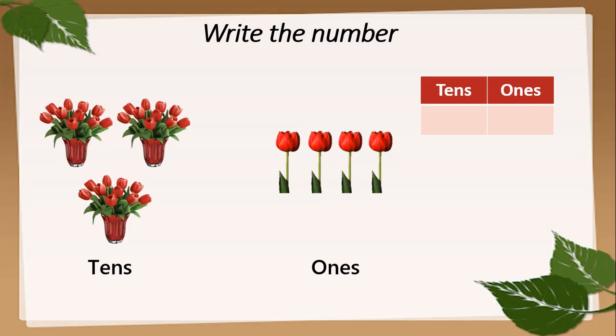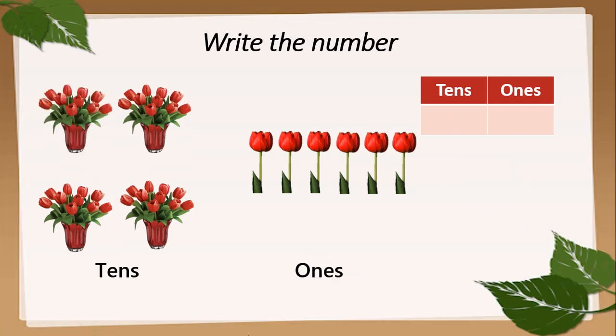Now let us count the objects and write the correct number. 1, 2, 3. 3 tens. 1, 2, 3, 4. 4 ones. And the number is 34.